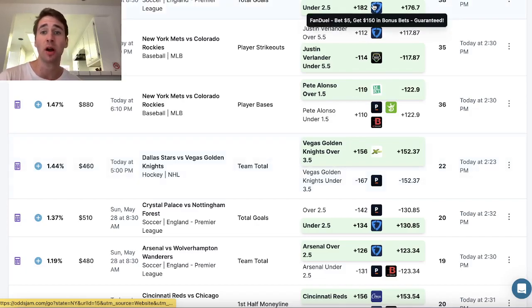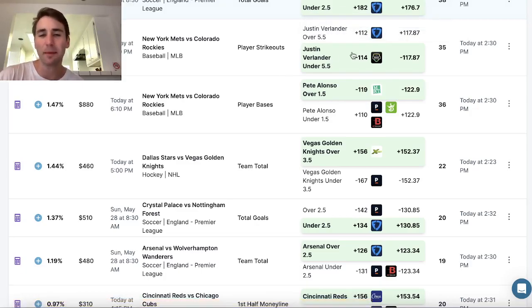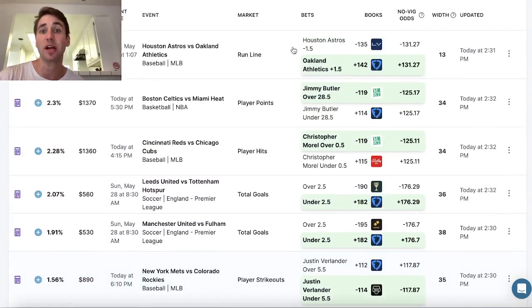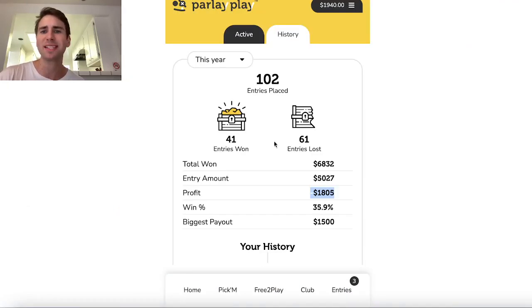They all have pretty lucrative sign-up bonuses. So FanDuel gives you $150 for free once you bet $5. I have some videos about these sign-up bonuses, but this is the easiest money you're ever going to make, just taking advantage of these bonuses. But anyways, let's continue to go through Parlay Play.